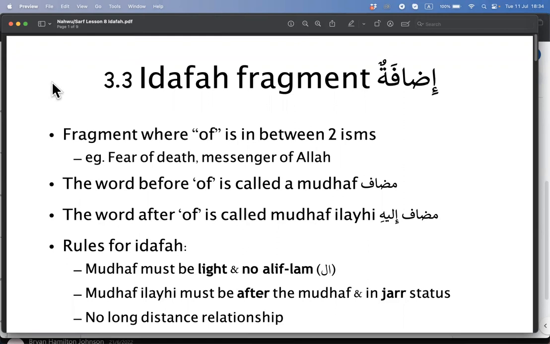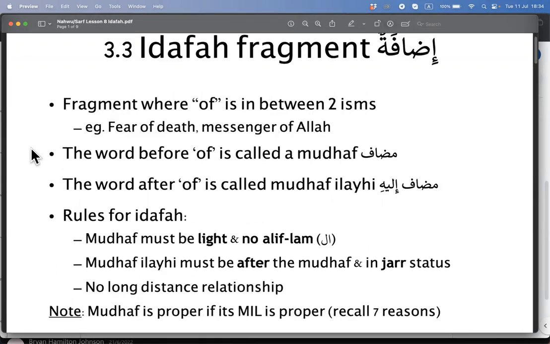Okay. So for example, you have two isms put together and you will translate them with "of" in between. A fear of death. Messenger of Allah. What's the Arabic word for messenger in the Quran? Sorry, in the Arabic. Messenger? Yes, Rasul. And then? Rasul Allah, yes, Rasulullah, exactly. It becomes Rasulullah. That is Idafah.